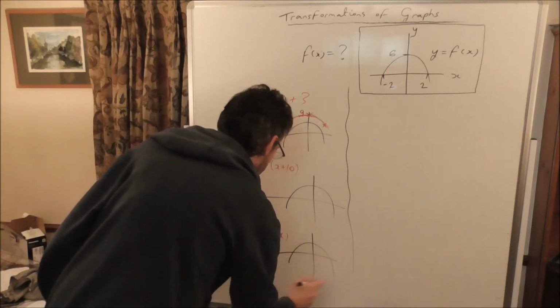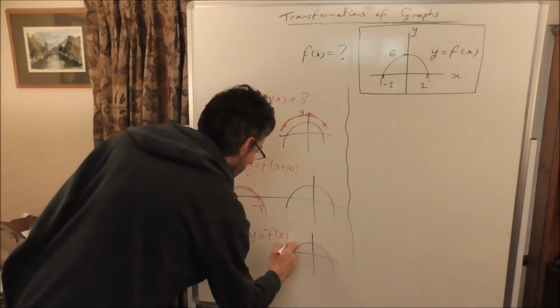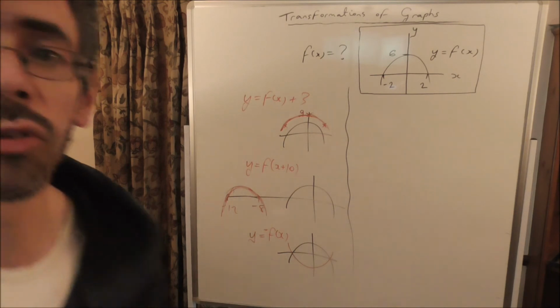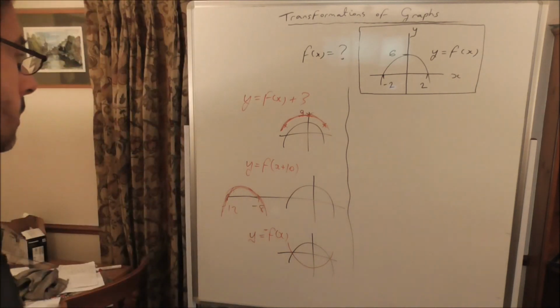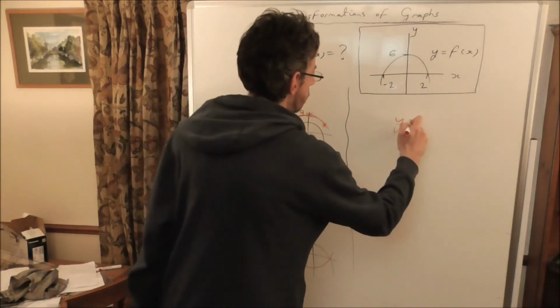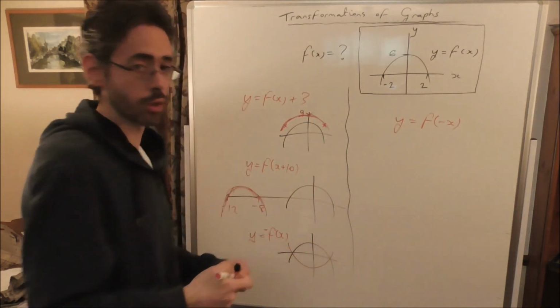So this is the original graph. So the new graph is just going to look sort of like this. It's just the original graph reflected in the x-axis. Right, so let's do a couple more over here. So what if the question said, can you draw y equals f of minus x? And the minus x was in the bracket.